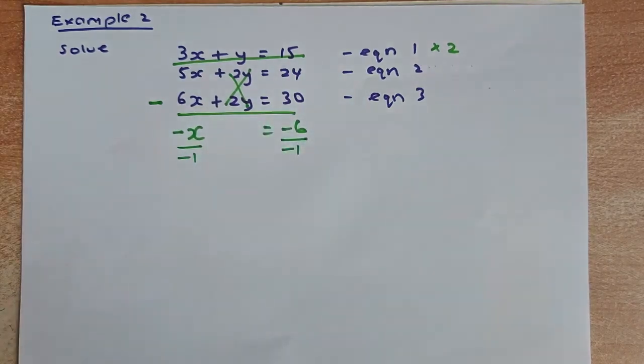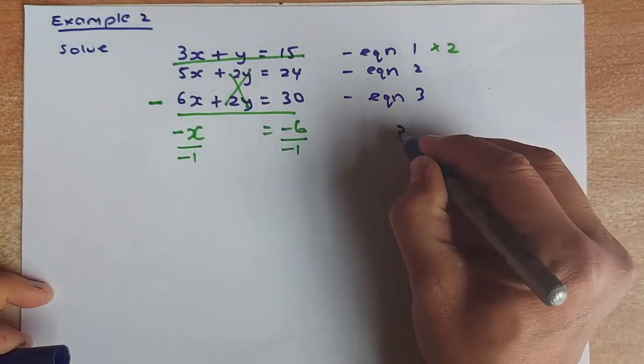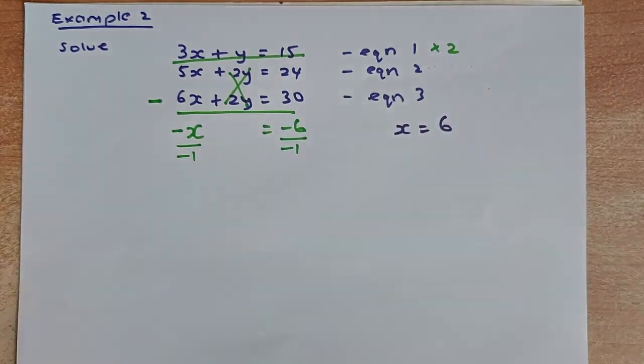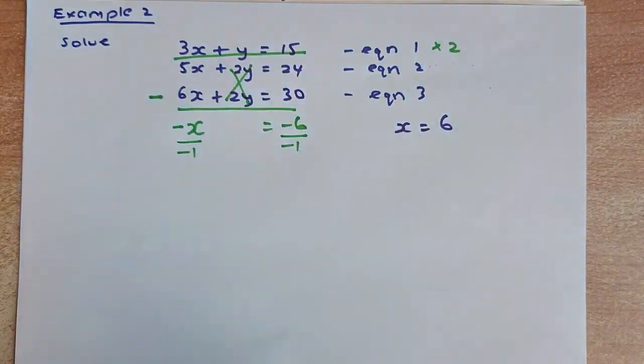And then we got it. X is equal to 6. Now, of course, we need to find your y. To find your y, we're going to substitute the x value into the other, either equation 2 or 3. We shall decide to do it on equation 2.